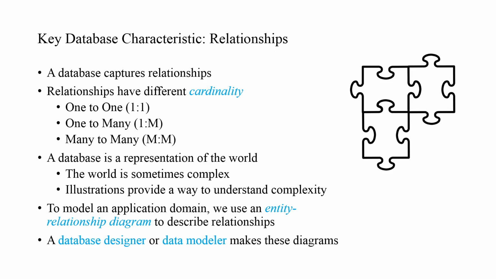Now, one of the real key characteristics of a database is that a database captures relationships. The relationships have different cardinality. The cardinality refers to the number of one type of thing that participate in the relationship and how many of that other thing participate. Typically, we have what would be called a binary relationship, two things involved. So we could have relationship cardinalities of one-to-one, one-to-many, and many-to-many.